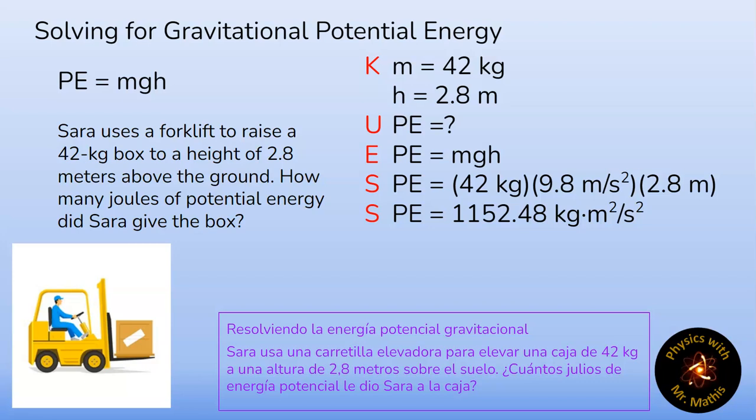Multiplying the three numbers together, we see that potential energy is 1,152.48 kilogram meters squared per second squared. But remember that unit is the same thing as a joule, so our potential energy is 1,152.48 joules.